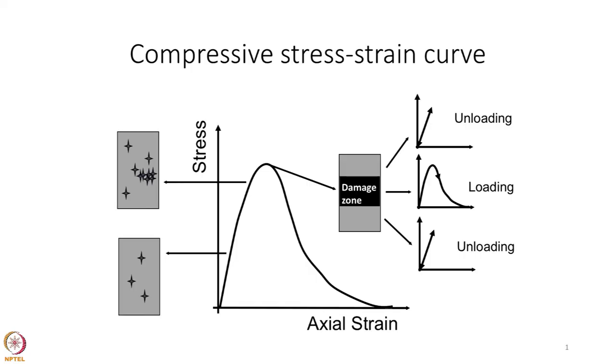From this graph, you can see that initially the stress is gradually increasing linearly with strain, and then it has a nonlinear behavior when the micro cracks are occurring. Then these micro cracks join together and form a single crack, and crack localization occurs when the peak load is reached. Then after the peak, the stress gradually drops down, and the test is continued until complete failure.